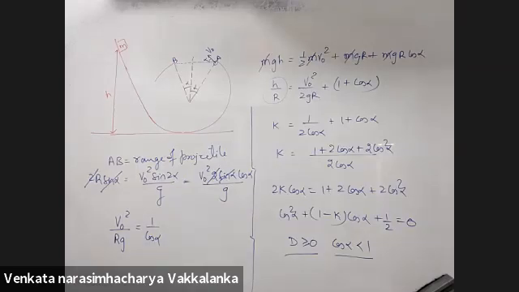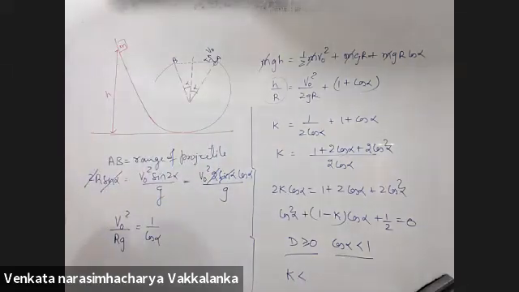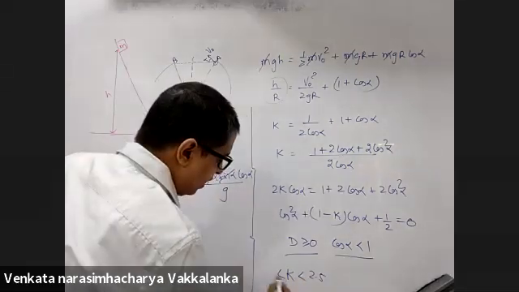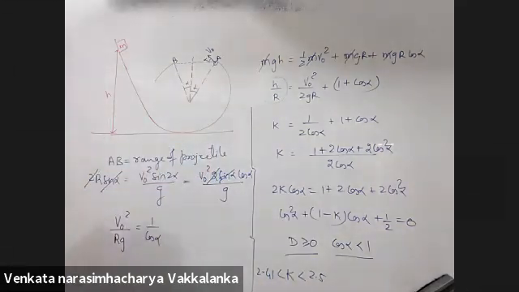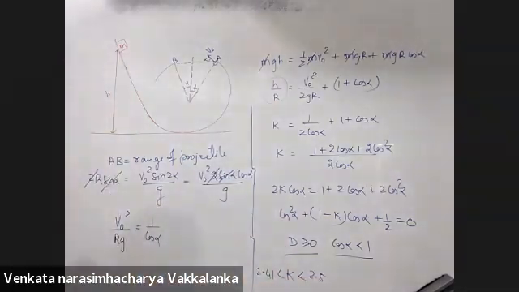What is the answer you're getting for K? K should be less than 2.5, greater than 2.41. Am I right? Yes, sir. So K is equal to H by R. Take R to the right. It should be less than 2.5 R, greater than 2.41 R. Yes, sir.